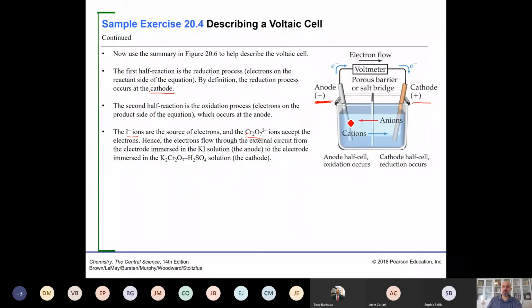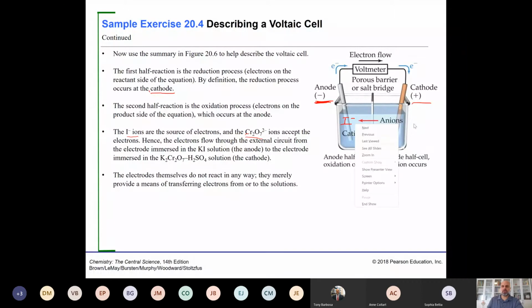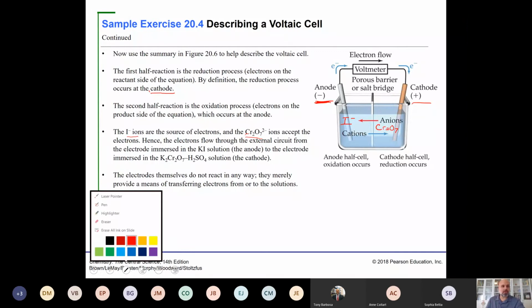So what we figured out is we have our iodide sitting in solution here, and we have our chromate ion over here on this side. I lost my pen. So we have our chromate on the other side here, and on this side we have protons as well.